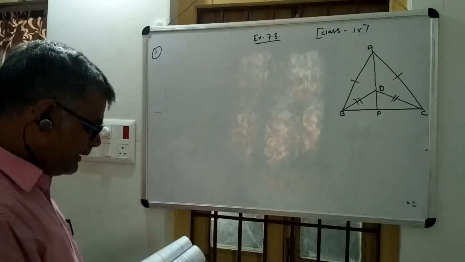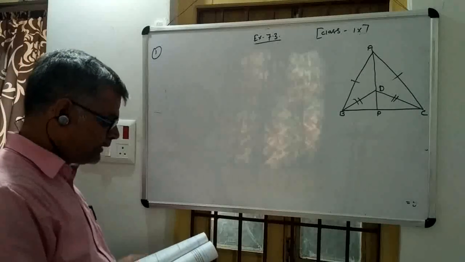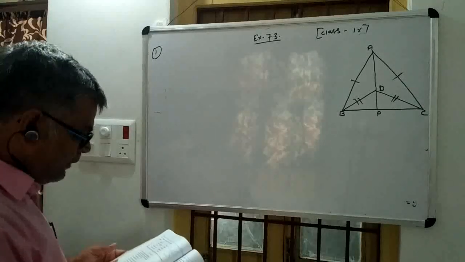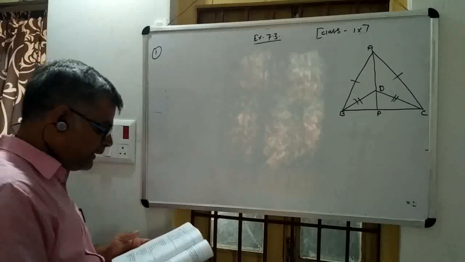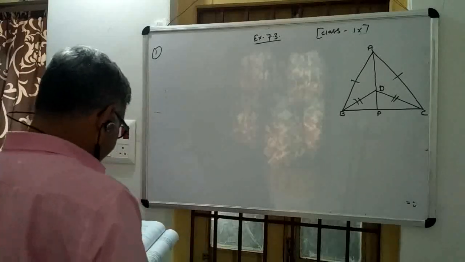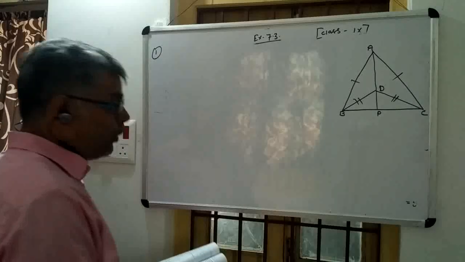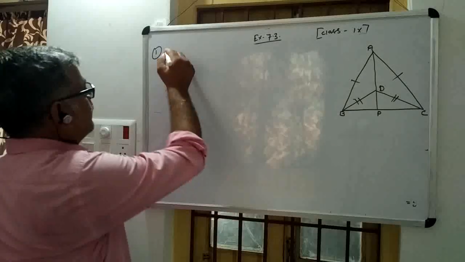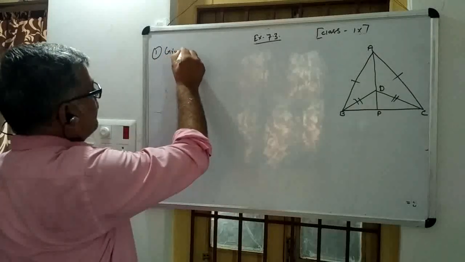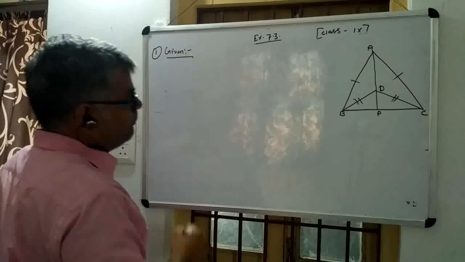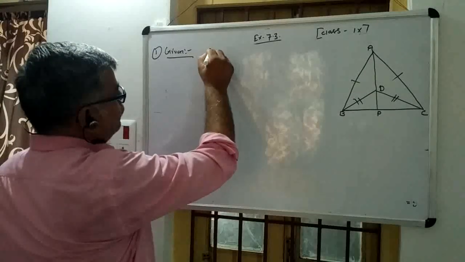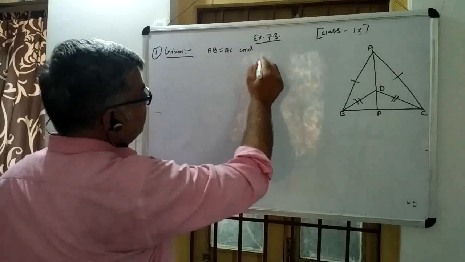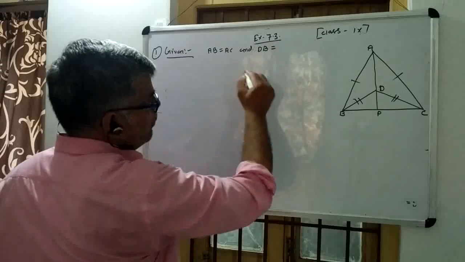The ABC and DBC are two isosceles triangles on the same base BC, and vertices A and D are on the same side of BC. If AD is extended to intersect BC at P, then we need to show four different parts of this question. What is given? First you write the given. Given that, first we have AB equals AC and DB equals DC.